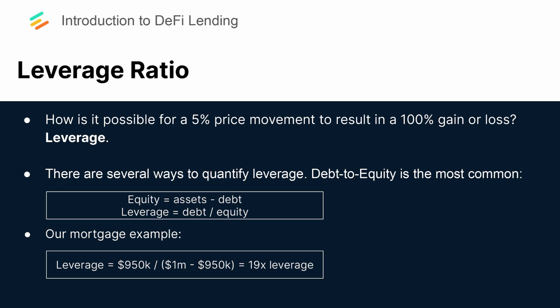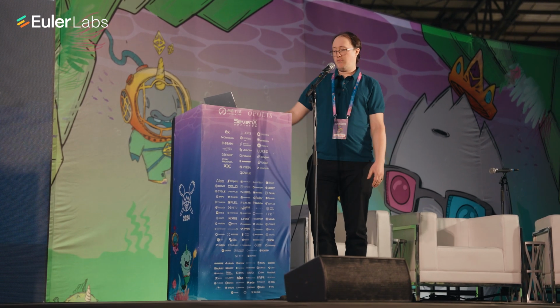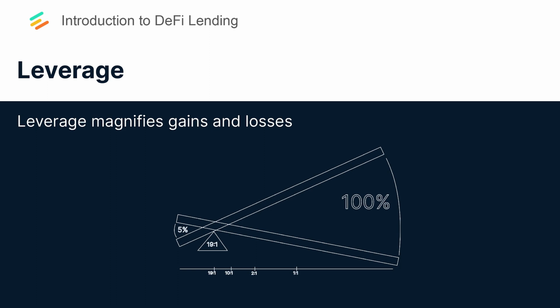So in our mortgage example, we have 19x leverage, and that, as we see in this slide, corresponds to your gains and losses. This is the physical analogy for leverage, how it happens: a small price movement can end up with a large effect on your profit and loss.